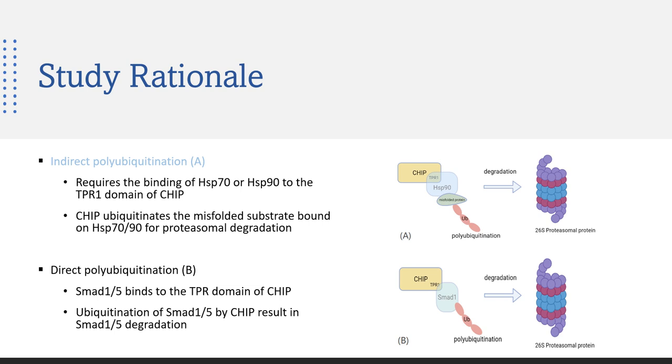Additionally, direct polyubiquitination is shown in Figure B. In this case, the SMAD1 protein bound to the TPR1 domain of CHIP is directly ubiquitinated by CHIP for degradation. Overall, the polyubiquitination path is dependent on the substrate that binds to the TPR1 domain of CHIP.